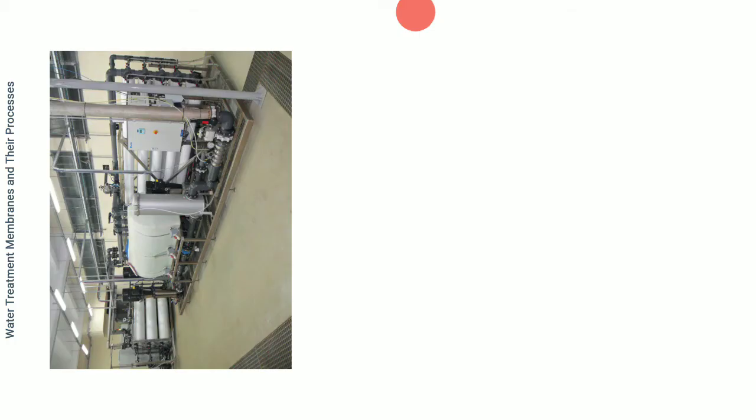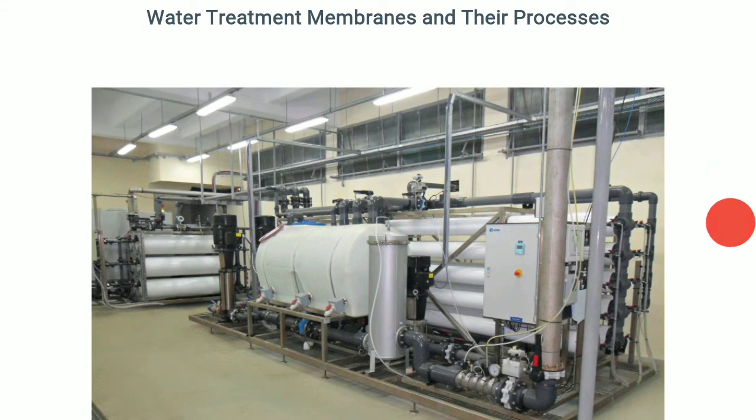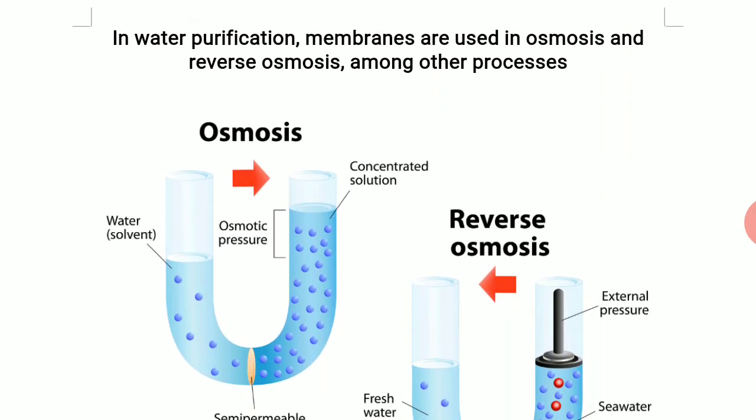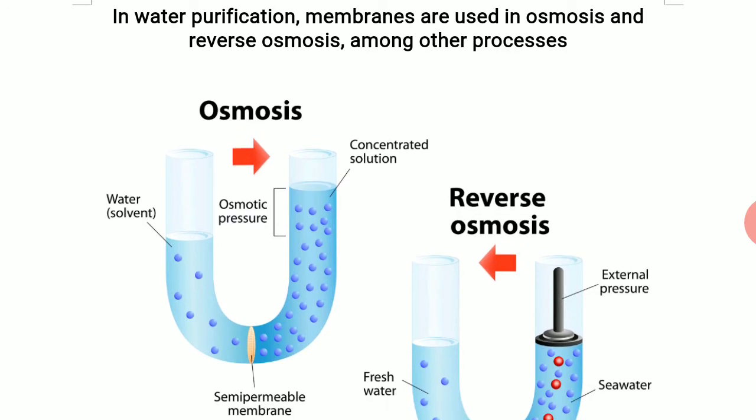Now we can have a look at osmosis and reverse osmosis. In water purification, membranes are used in osmosis and reverse osmosis, among other processes.